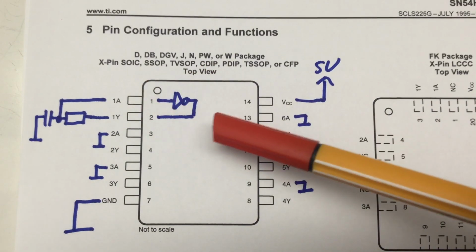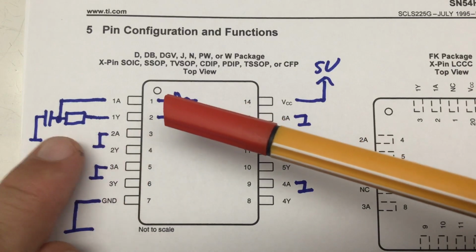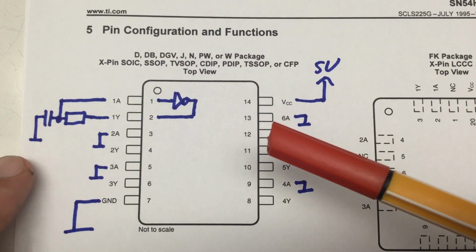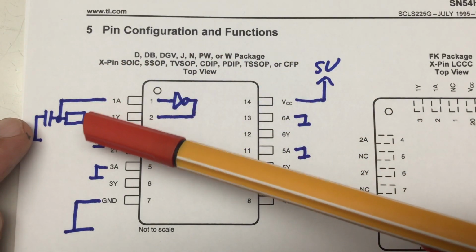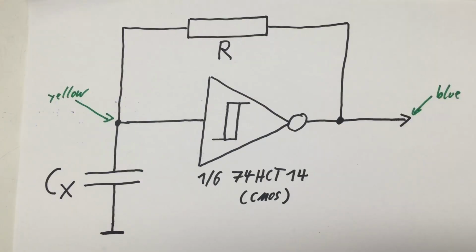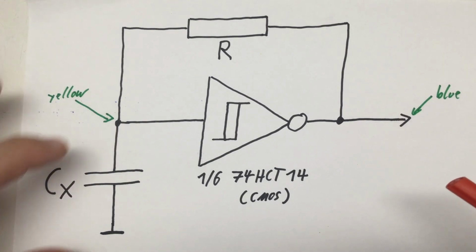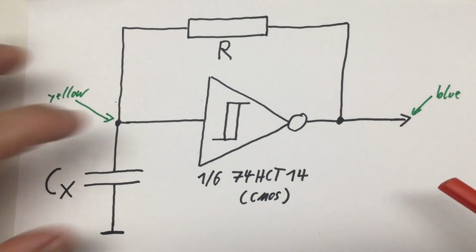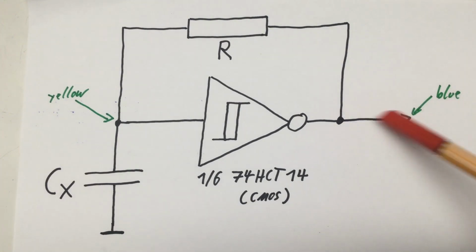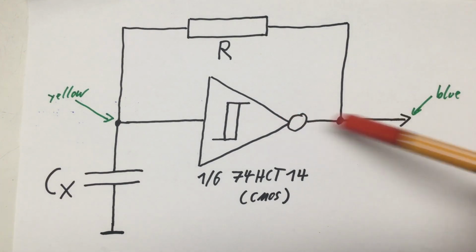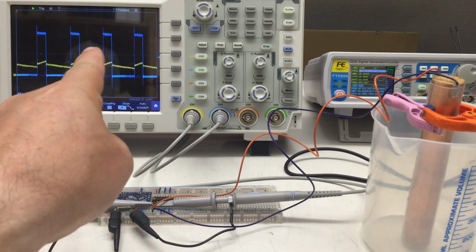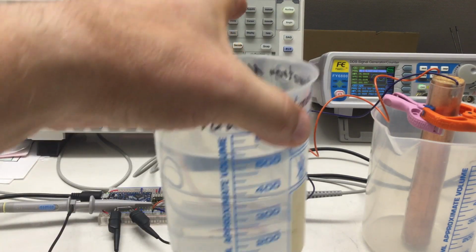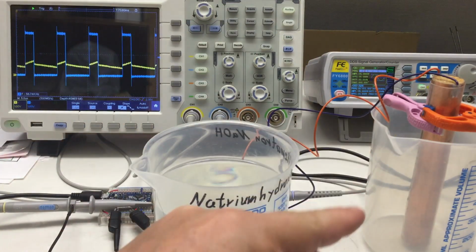And for the one I'm using, the output simply goes via a resistor to the capacitor that goes to ground, and the input is connected between my capacitor and the resistor. The oscilloscope probes are connected here and here, so the yellow trace will be measuring the voltage across the capacitor, and the blue trace will be measuring the output voltage of our Schmitt-trigger inverter. That's it. Now let's zoom in on the oscilloscope and fill up our tank with some water.